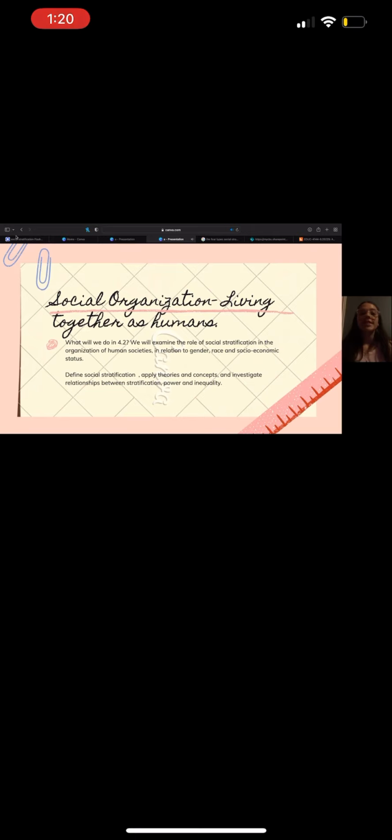What we're going to cover is examining the role of social stratification in organization of human societies in relation to gender, race, and socioeconomic status. We're going to be defining social stratification, applying theories and concepts, and investigating relations between stratification, power, and inequality.